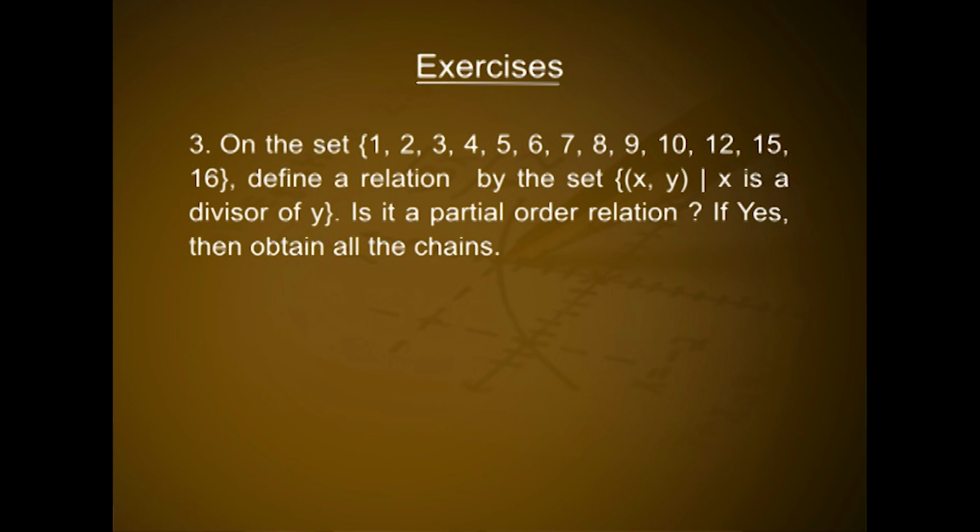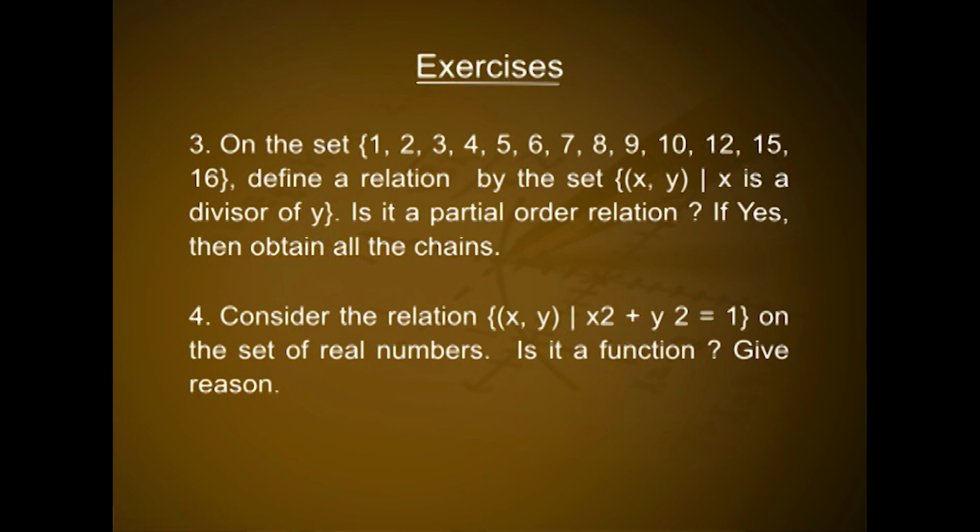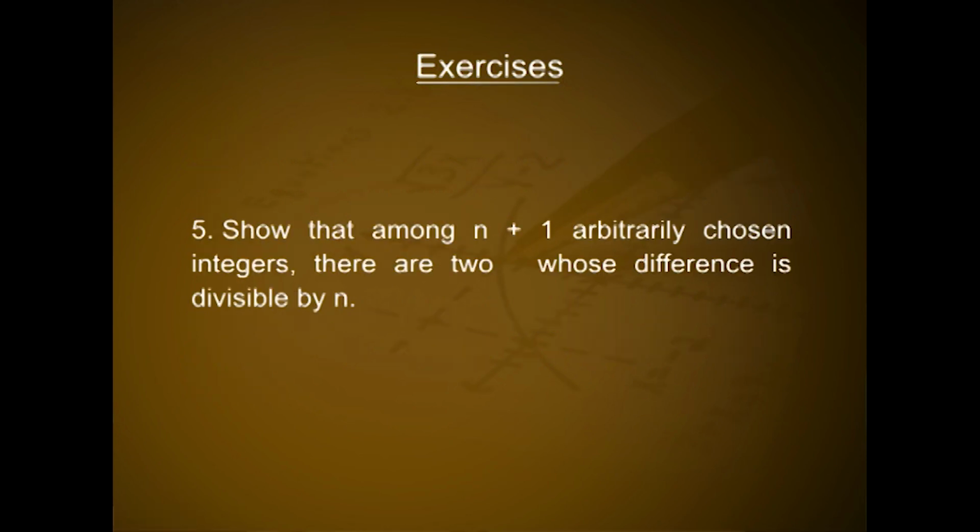On the set of all elements 1, 2, 3, 4, 5, 6, 7, 8, 9, 10, 12, 15, 16, define a relation by the set of all ordered pairs (x,y) such that x is a divisor of y. Is it a partial order relation? If yes, then obtain all the chains. Next, consider the relation, the set of all ordered pairs (x,y) such that x squared plus y squared equals 1, on the set of real numbers. Is it a function? Give reason. Next, show that among n plus 1 arbitrarily chosen integers, there are 2 whose difference is divisible by n.